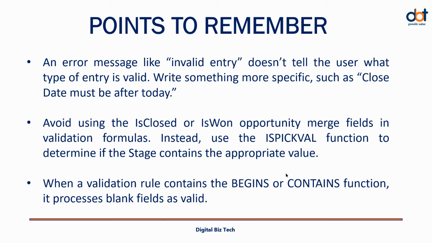So first one is an error message like invalid entry doesn't tell the user what type of entry is valid. Like we saw in our examples, the error messages are important because they take the user to where the error is specifically. Next, avoid using the IsClosed or IsWon opportunity merge fields in validation formulas. Instead, use the isPickVal function to determine if the stage contains the appropriate value. In our examples, we did see that we picked a status field for a lead object to pick the appropriate value from the pick list.